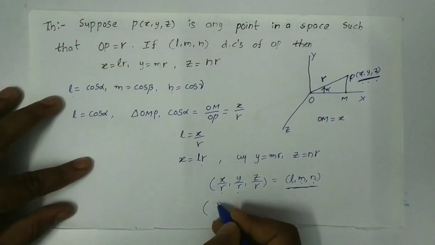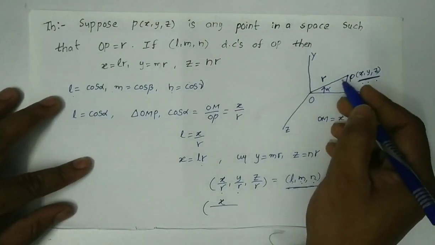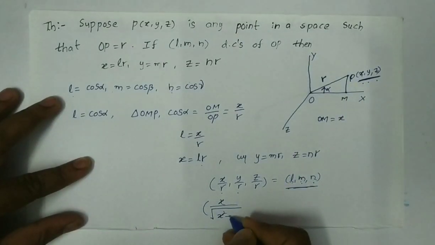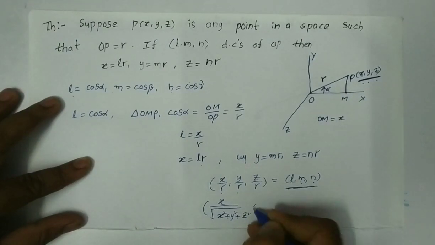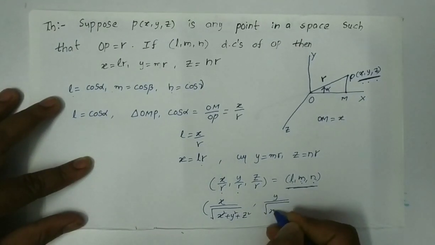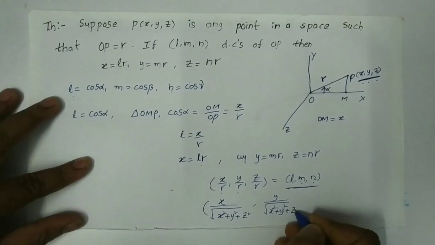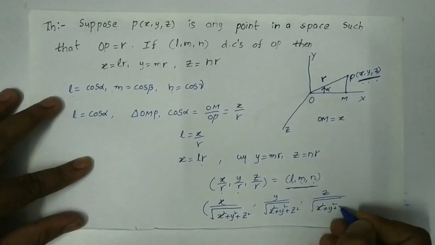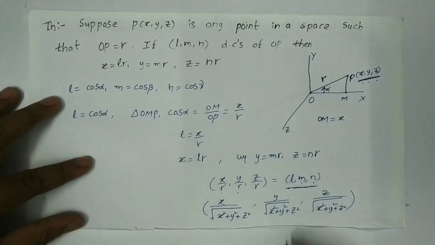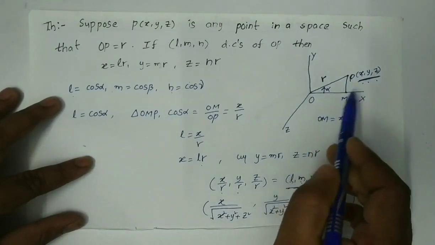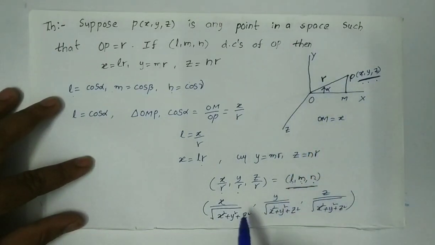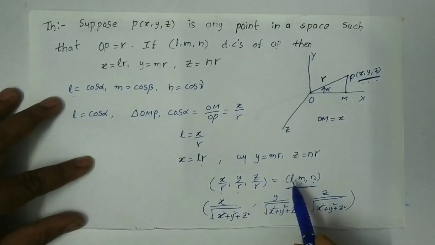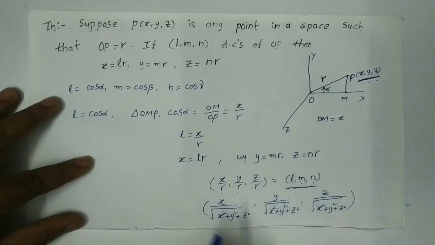Here r is nothing but the distance between the origin and the point. Therefore r is equal to the square root of x squared plus y squared plus z squared. Similarly, y by the square root of x squared plus y squared plus z squared, and z by the square root of x squared plus y squared plus z squared. That means if P(x, y, z) is a point in space, then the direction cosines of OP are x by r, y by r, z by r, where r is the square root of x squared plus y squared plus z squared.